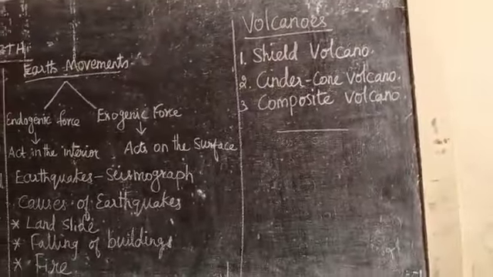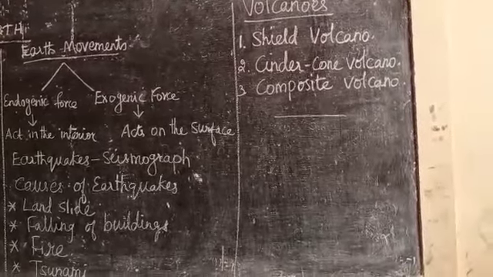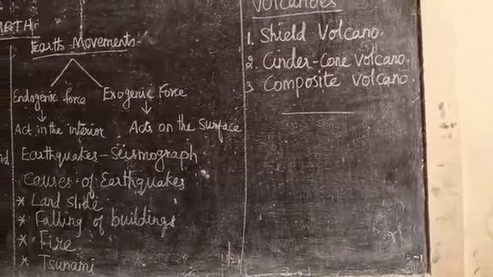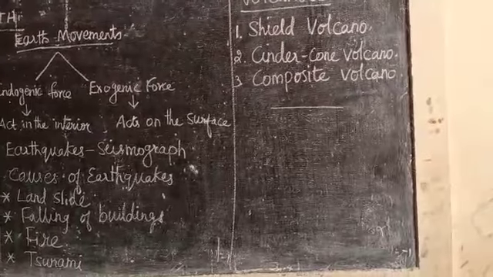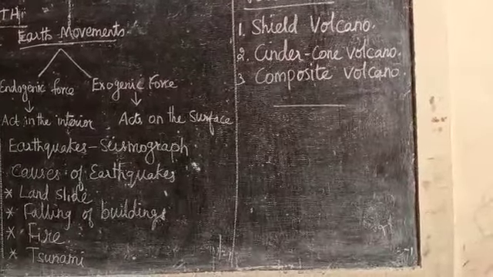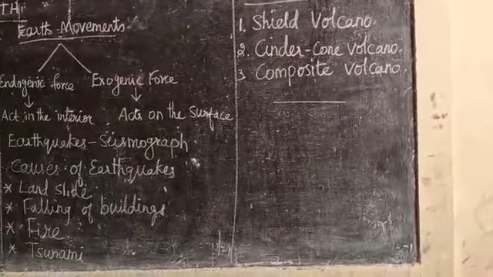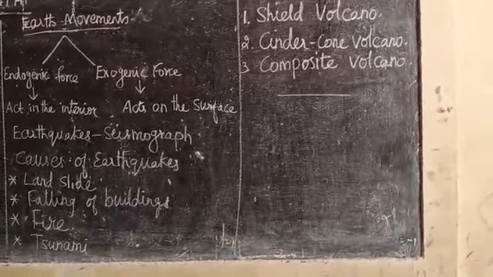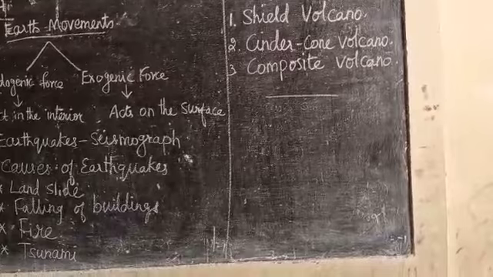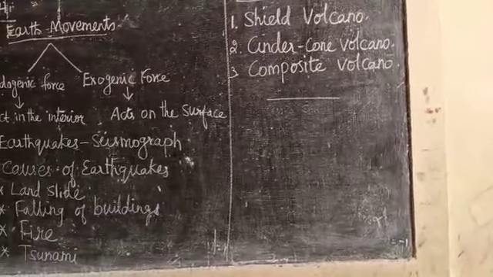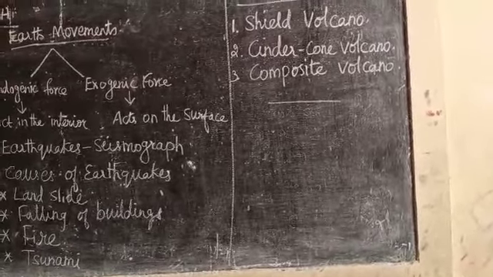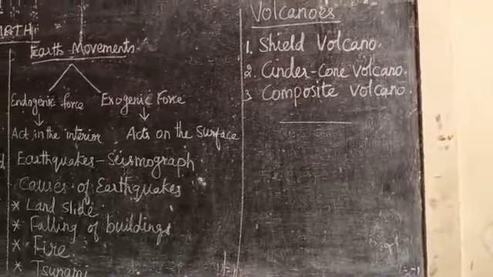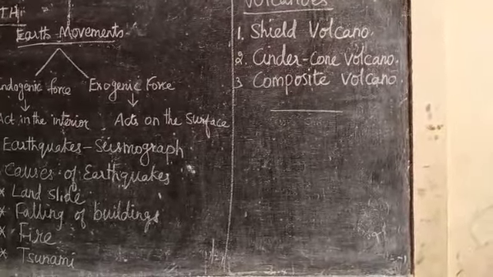These earthquakes may cause changes in the earth's surface. They cause landslides in mountainous regions. Recently, we watched this kind of landslide in Kerala, where people were buried under the earth. A great danger in an earthquake is the falling of buildings, and it causes fire accidents also.